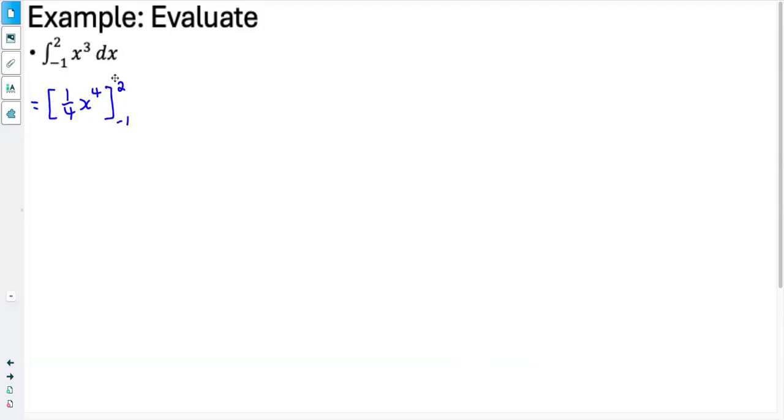And essentially solving this, we would start with this final value. So we'd have 1/4 times x, which is 2, so 2 to the power of 4. And then we'll have minus, and then we'll have our value of this when we substitute in the -1. So we've got 1/4 times -1 to the power of 4. So that gives us 16 over 4 minus 1 over 4, giving us 15 over 4.